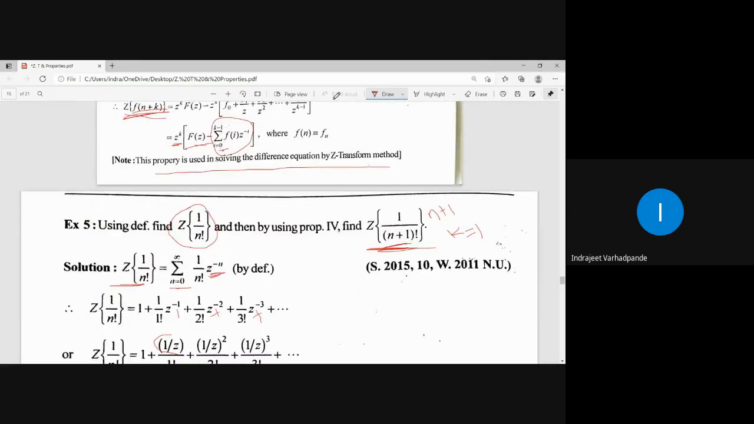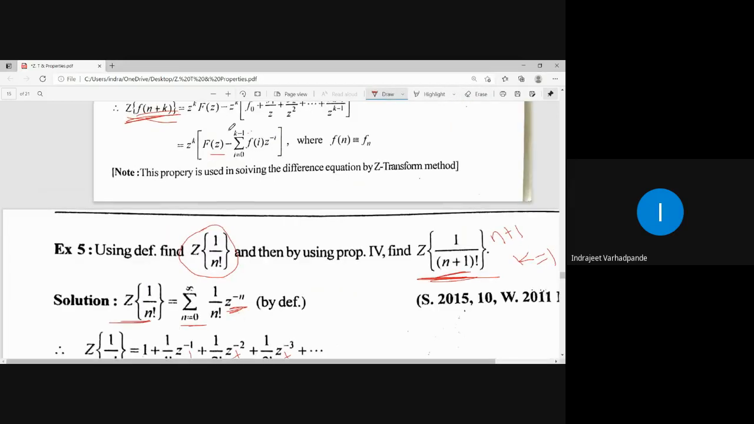See, in this statement of the property, if you are able to see, here what is k equal to, what do you have to put? You have to put k equal to 1. So it will be z into F of z minus 0 to k minus 1, the value of k is 1, 1 minus 1 is 0, meaning it is simply f of 0.